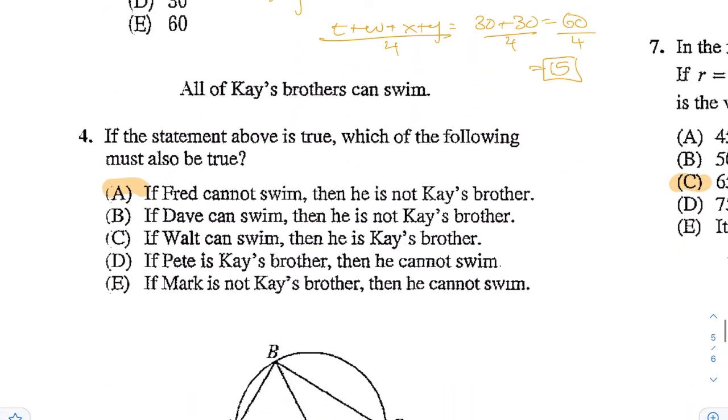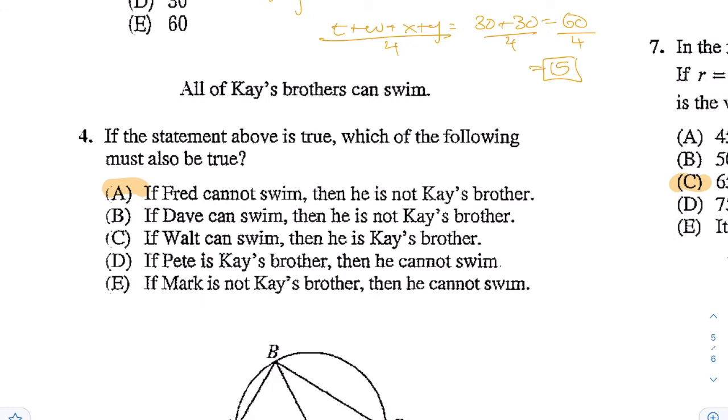All right, next for number 4, if the statement above is true, all of K's brothers can swim, which of the following must also be true? So just go through all the choices and let's evaluate the truth value. If Fred cannot swim, then he is not K's brother. Well, that statement is true because if he can swim, then he could be his brother because his brother has to be able to swim. So if Fred can't swim, he cannot be K's brother.